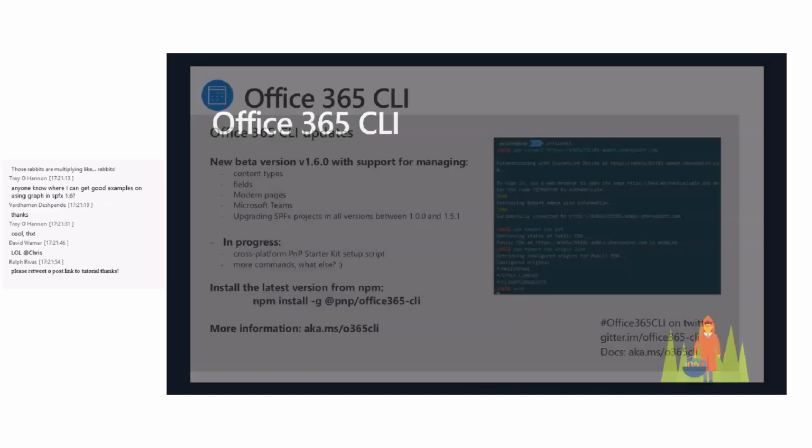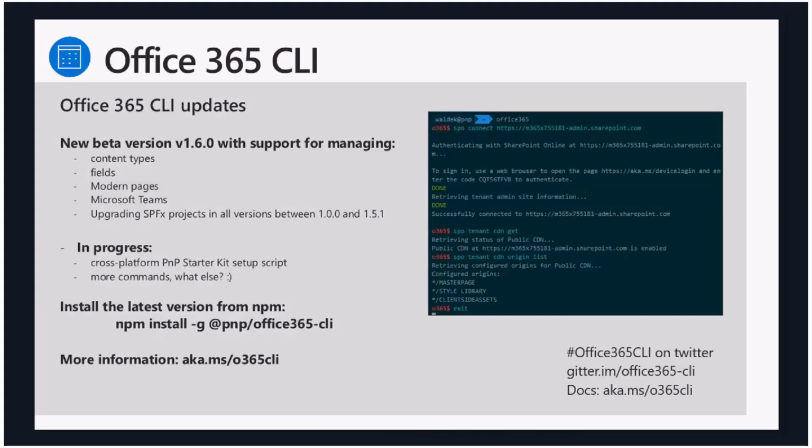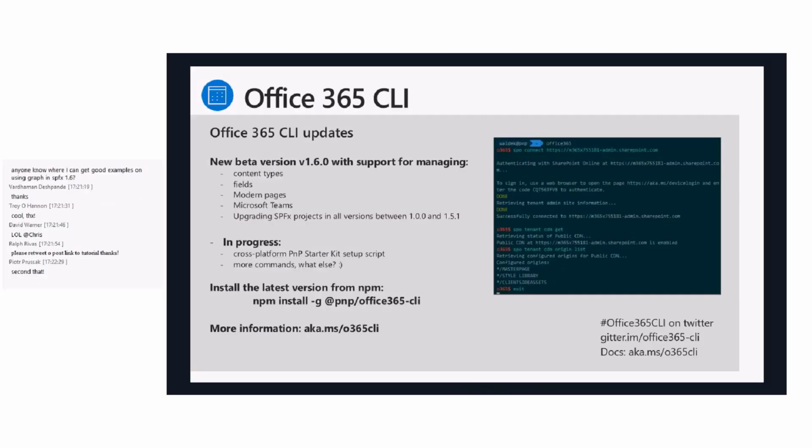On the Office 365 CLI side of the story, give me 1 second. Just adding some notes to myself. There we go. So on the CLI side, nothing humongous happening within the last 2 weeks. The things are progressing. There's new beta versions available. Waldek basically said there hasn't been a humongous amount of activity right now. Development is moving, but they're on the beta side of the story.